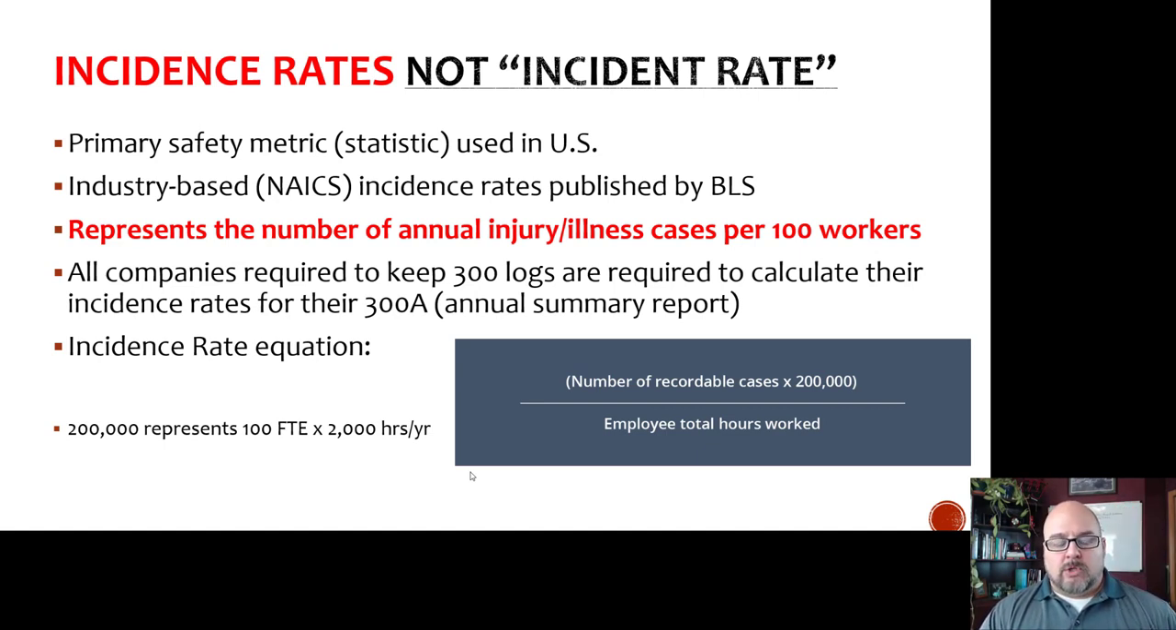If you want to do the total case incidence rate, then you add up the columns H, I, and J. Wait, is that what it is? H, I, and J? Yeah, H, I, and J. H is days away. I is restricted transfer. J is other recordable. And that's the primary statistic from the Bureau of Labor Statistics, and they break it down by industry, which is the NAICS, North American Industrial Classification System.